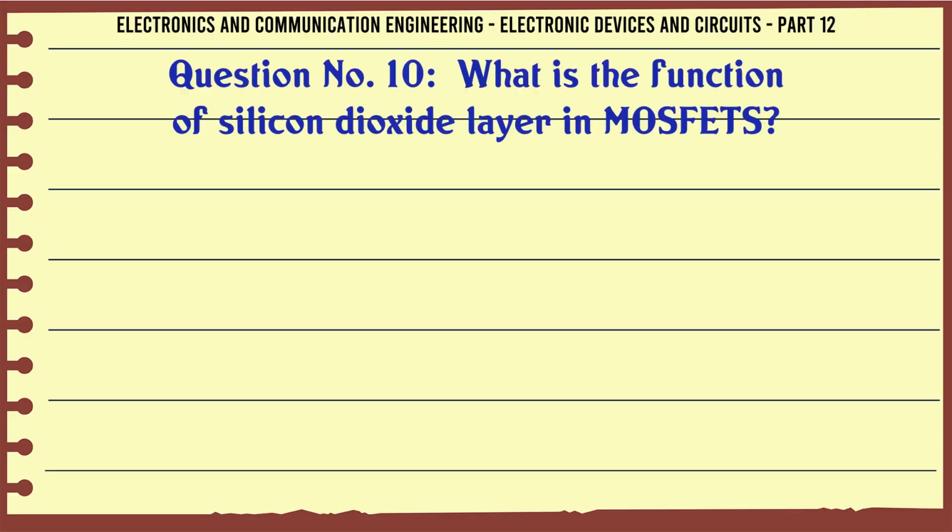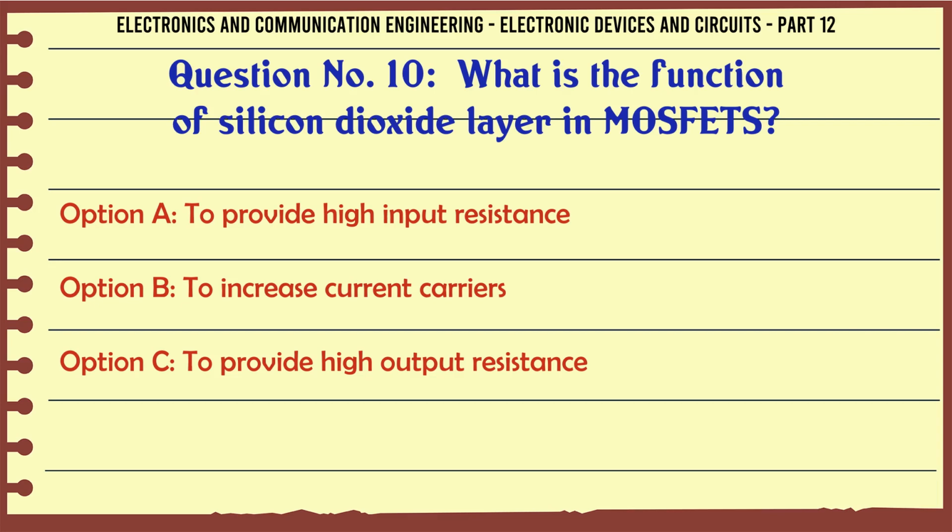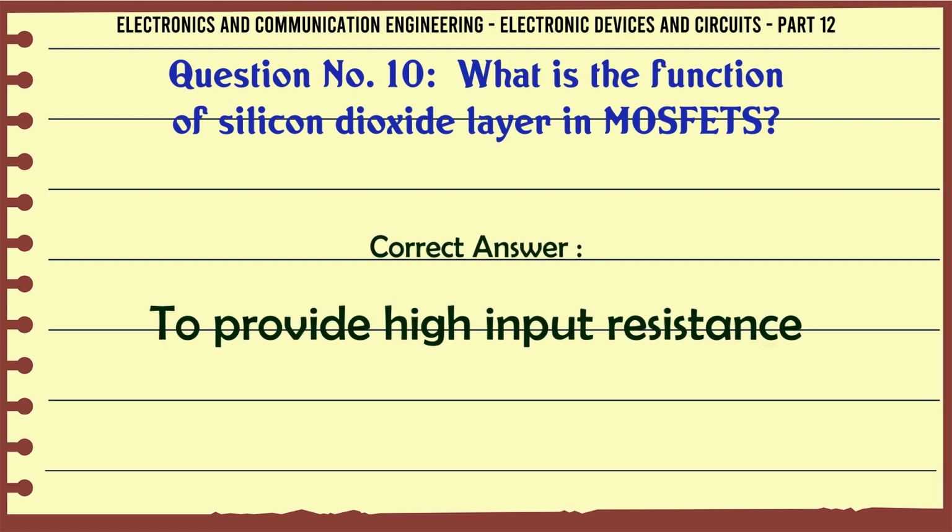What is the function of silicon dioxide layer in MOSFETs? A. To provide high input resistance, B. To increase current carriers, C. To provide high output resistance, D. Both A and C. The correct answer is to provide high input resistance.